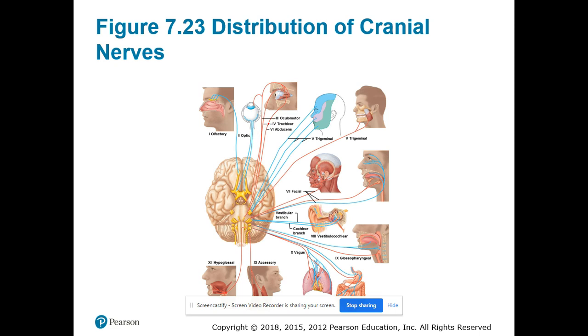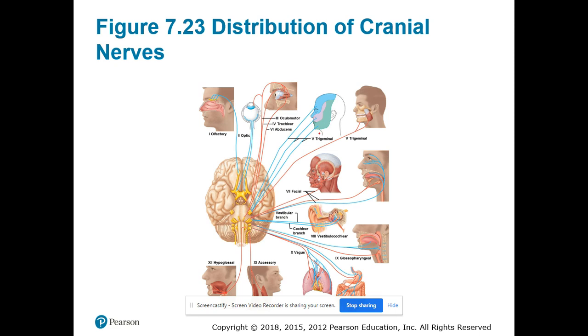Down here, we have red. Red means that it's a lot of motor. And there are three of them in charge of moving our eye: oculomotor, trochlear, and abducens. These are all of our three motor nerves that help move our eye.